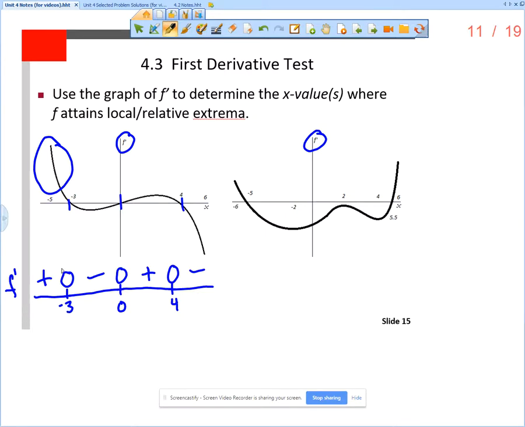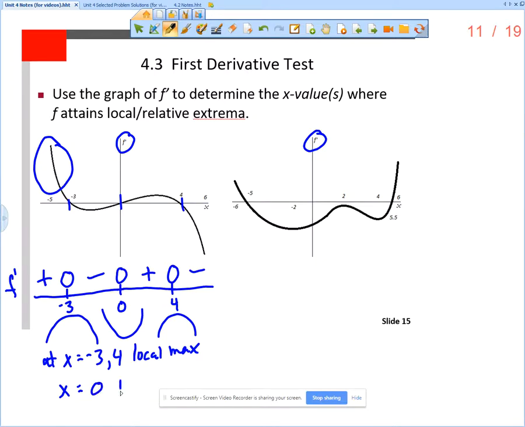So what do you have going on at x equals negative 3? The derivative changes from positive to negative. So positive to negative derivative must mean local maximum. Okay, at 0, you have negative derivative to positive derivative, so you must have a local minimum. And at 4, you have positive to negative, so you must have a local max. So it says, determine the x values where f attains local or relative extrema. So you would say at x equals negative 3 and 4, there is a local max. Okay, x equals 0, there is a local min.